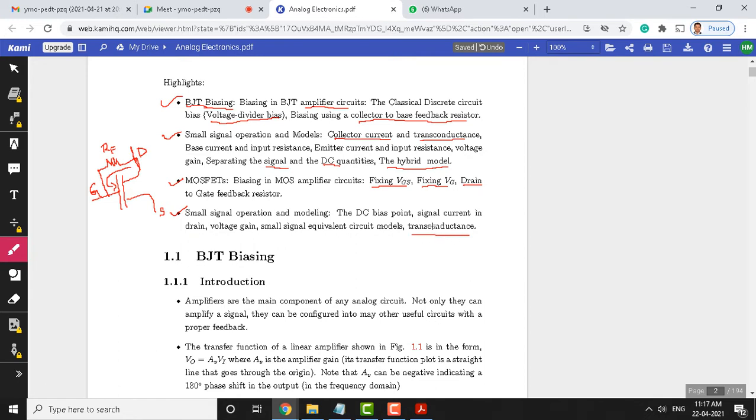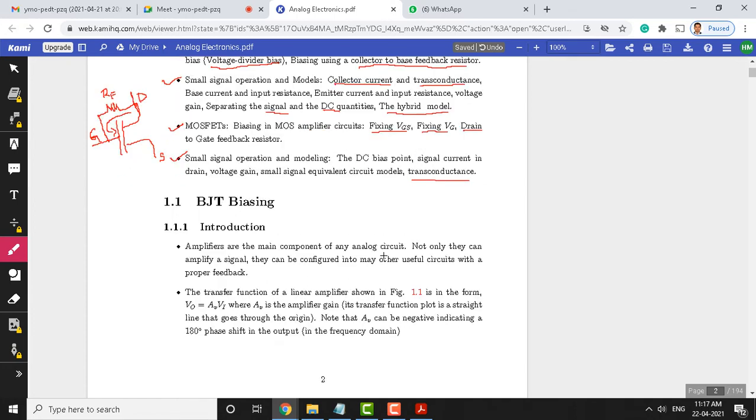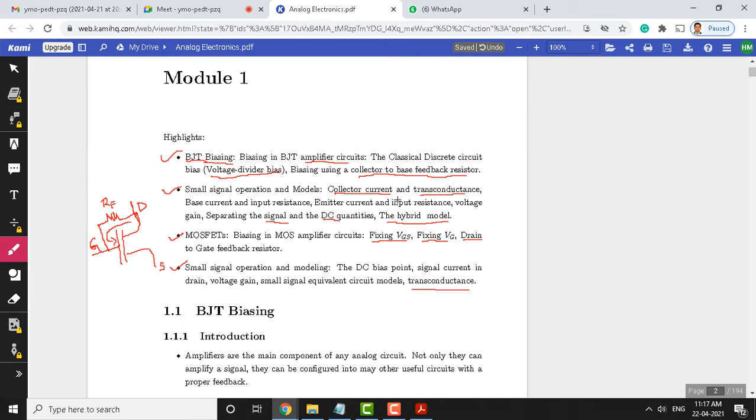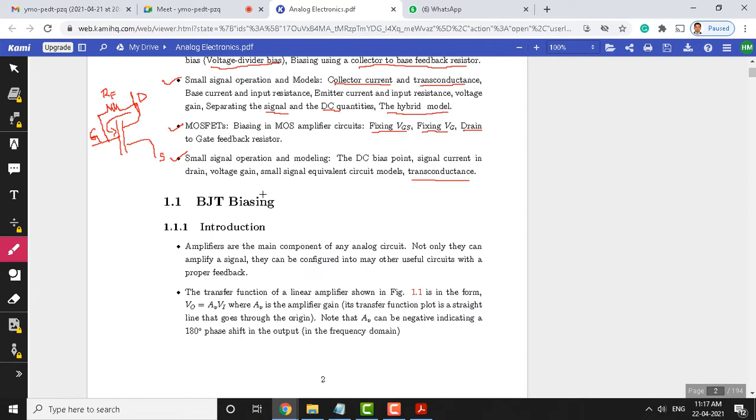Same here, it is current by voltage in case of MOSFET, that is called the transconductance. Okay, so these are the important highlights of module 1. Now, let me proceed directly into the BJT biasing.